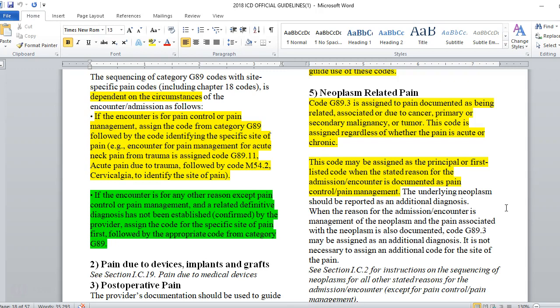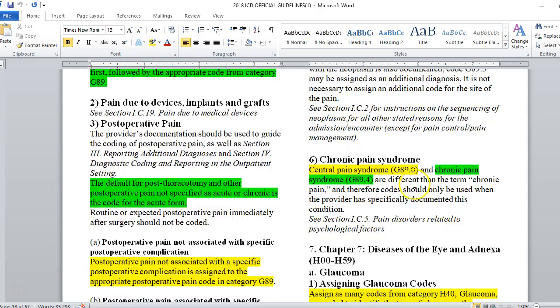When the reason for the encounter is management of the neoplasm and the pain associated with the neoplasm is also documented, code G89.3 may be assigned as an additional diagnosis. It is not necessary to assign an additional code for the site of the pain. So for neoplasm-related pain, we don't need to specify where the pain is in the body. But again, it's situational. So what's the reason for the patient's encounter is whether or not the pain code or the neoplasm code will go first.